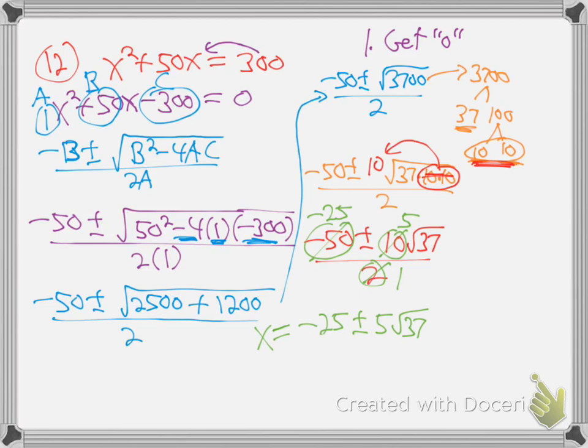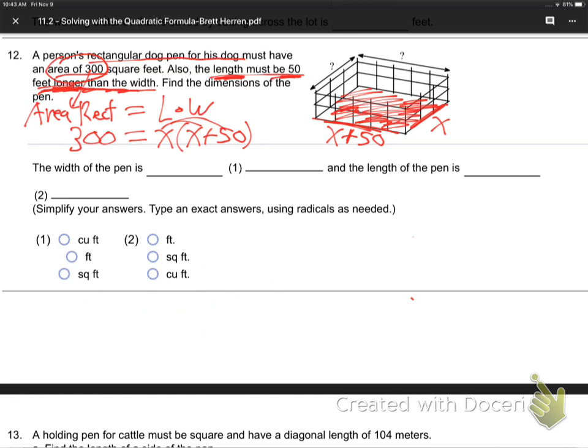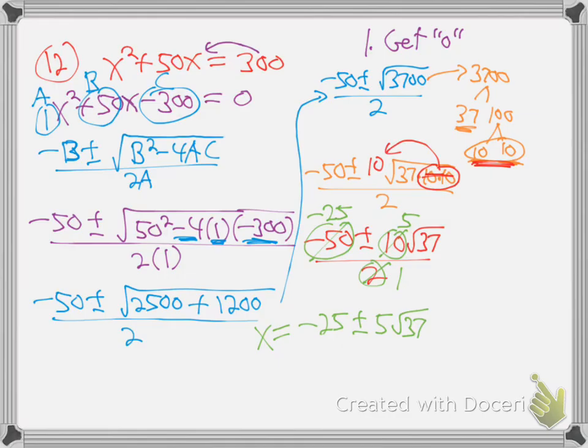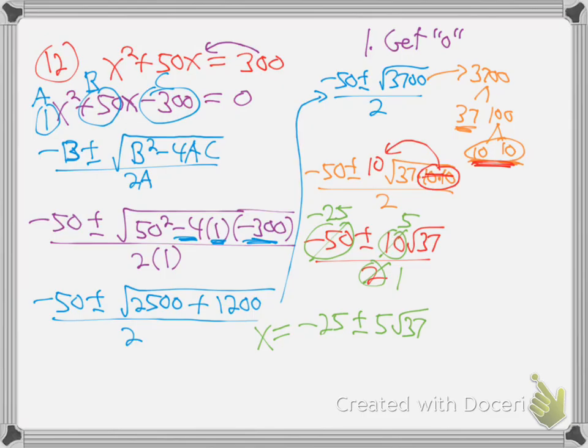Now, those are two answers, first off. Let me bring them back here. Get rid of all this stuff for a minute and write what we've got. So we've got x is two answers. So x is negative 25 plus 5 root 37 or negative 25 minus 5 root 37. Okay, so now how do we finish up this question?